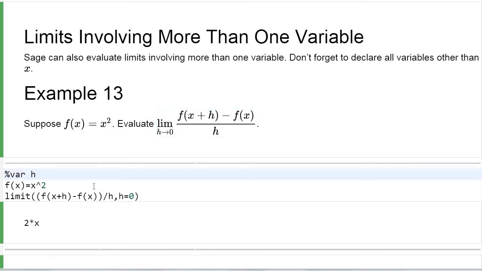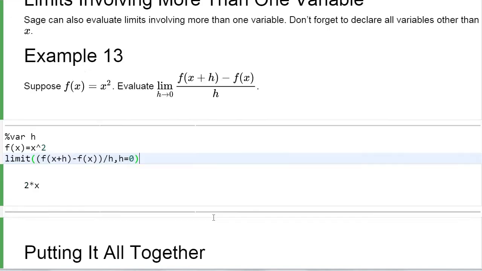So I declare h to be a variable because there's an h here. H is actually the variable involved in the limit. H approaches 0 here. X is just kind of going along for the ride. X doesn't approach anything. It's fixed. So x is just x. Be careful when you type this, parentheses here around the top of the fraction, okay, because that difference needs to be on top of the fraction. And there's the answer, 2x.